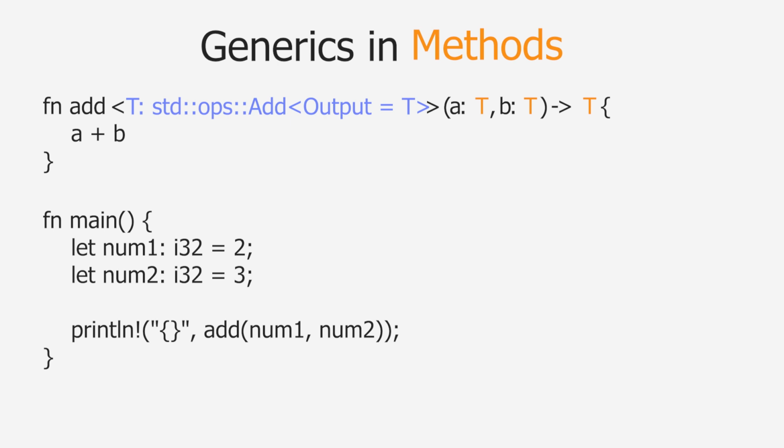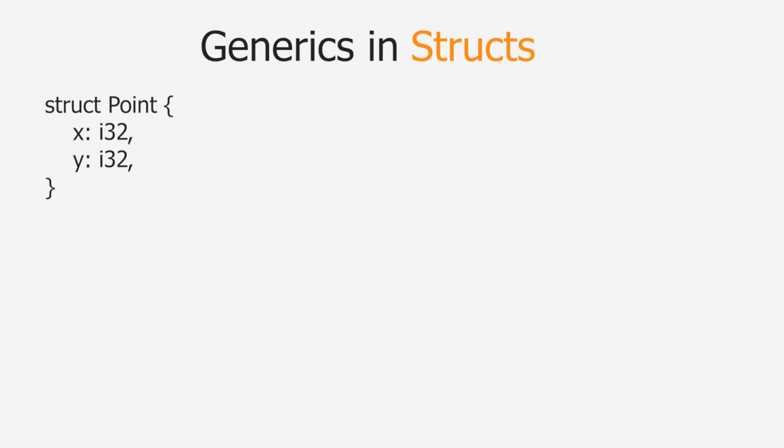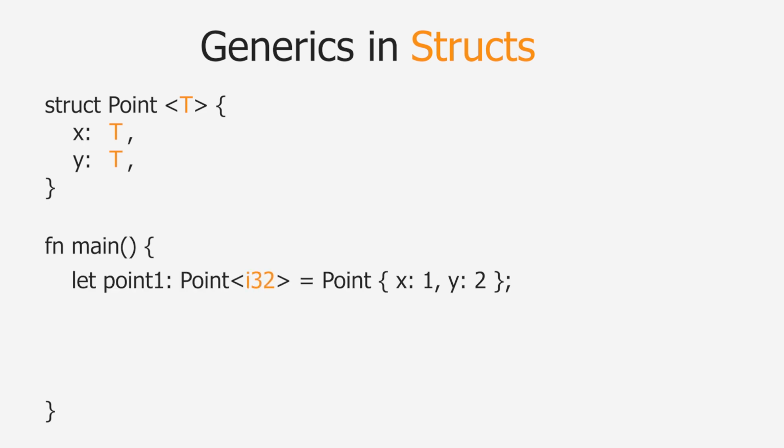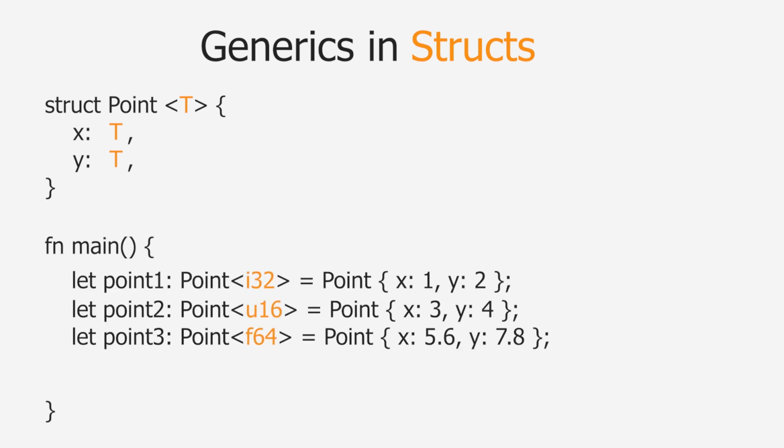Now let's look at how we can use generics in structs. This struct contains points for x and y. The values are of type i32. So we can't use this struct for other types. We can use generics here. X and y can be of type T. So we have Point of T. This T here is a placeholder for a type. Now we can create a Point for i32, u16, f64 or any other type. There won't be any error.